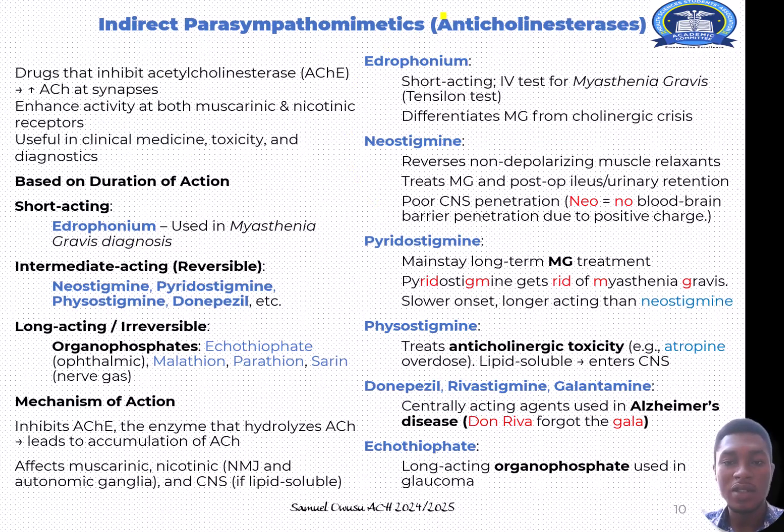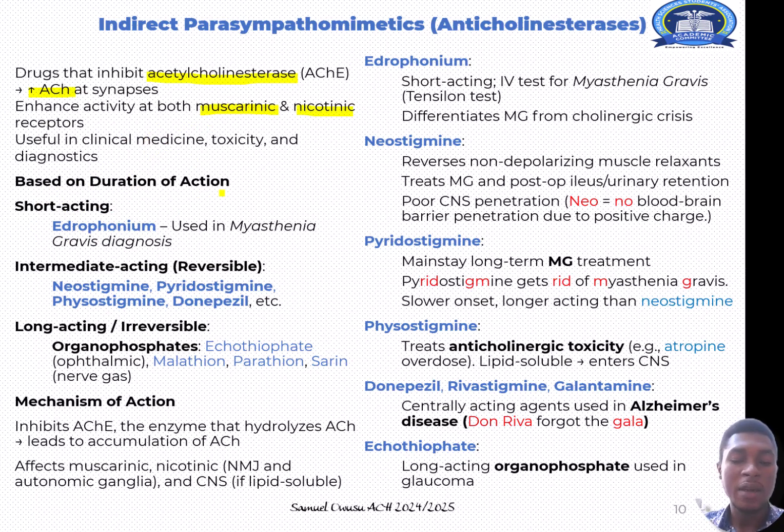They block the action of acetylcholinesterase, and these ones are the indirect parasympathomimetics. What they do is inhibit the action of acetylcholinesterase, and so there is increased levels of acetylcholine at the synapses, and that is going to enhance the activity of both the muscarinic and the nicotinic receptors, and so they are useful in clinical medicine, toxicity, and diagnostics.